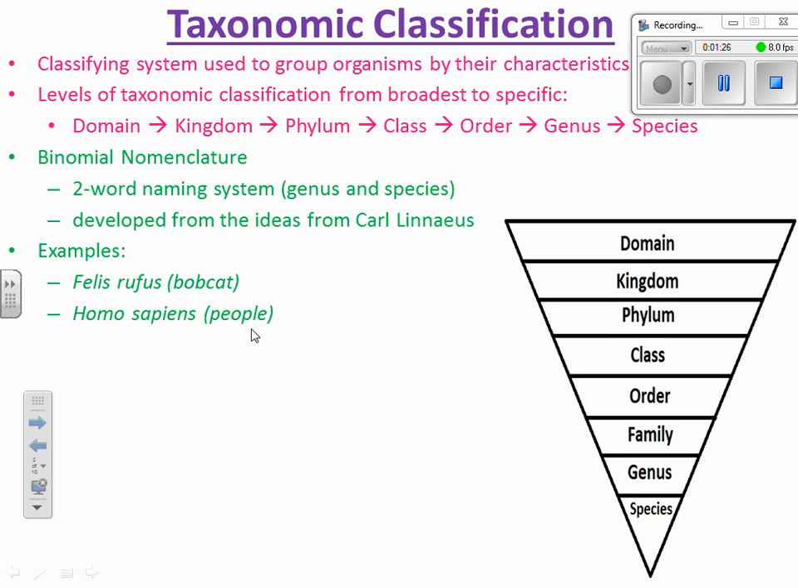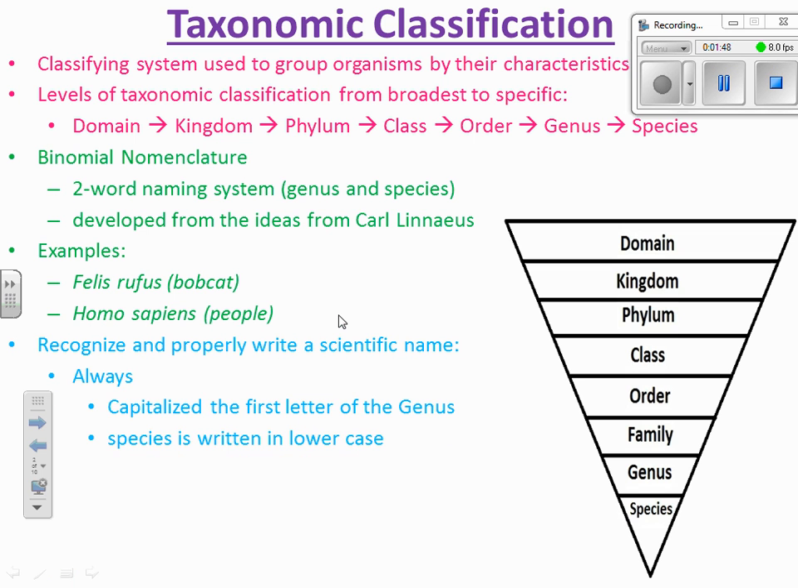So why would we use Homo sapiens rather than just using people? Well, not everybody in the world speaks English, so in order for us to communicate in a universal language around the world, we have this scientific binomial nomenclature so that people can understand what organisms you're talking about. So we're speaking the same language.